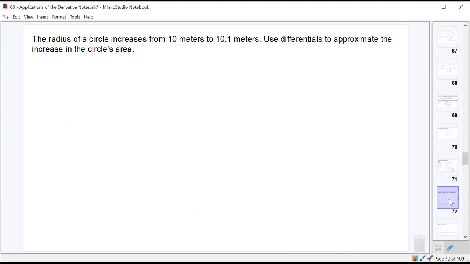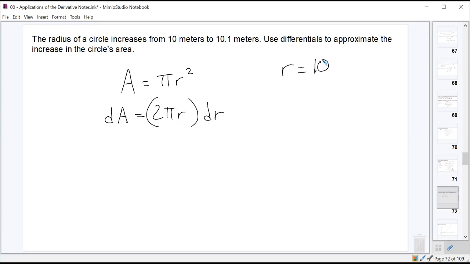We know that the area of a circle is pi times its radius squared. And so the change in the circle's area would be dA. Then we take the derivative of pi r squared, giving us 2 pi r. And the differential would say we have to multiply that by the change in r. Well, we know that our original radius was 10, and our change in the radius, our dr, was 0.1.